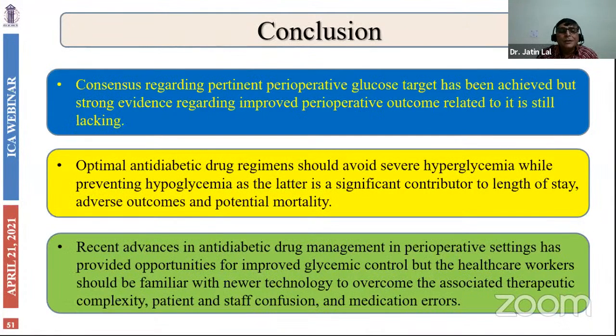So to conclude, although the consensus regarding the pertinent perioperative glucose target has been achieved, strong evidence regarding improved perioperative outcome related to it is still lacking. Optimal antidiabetic drug regimes should avoid severe hyperglycemia while preventing hypoglycemia, as the latter is a significant contributor to the length of stay, adverse outcomes, and potential mortality.